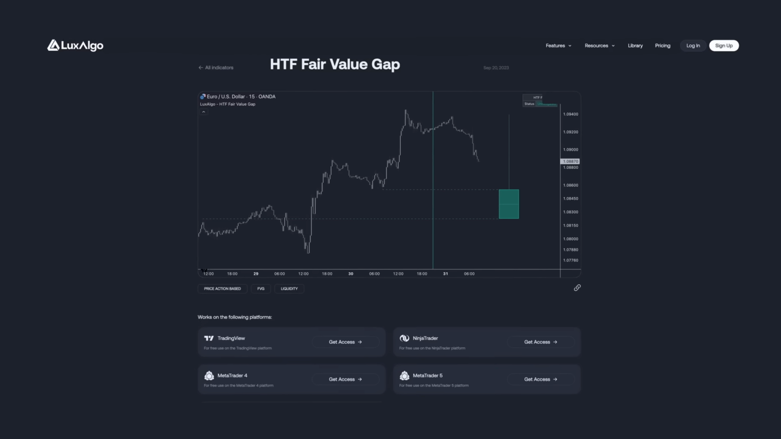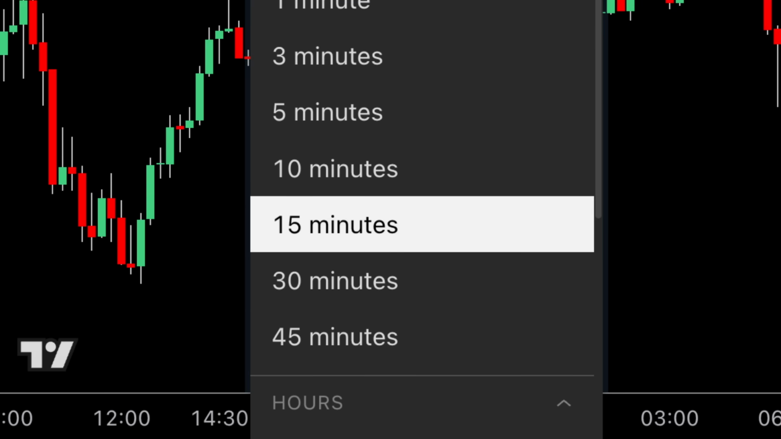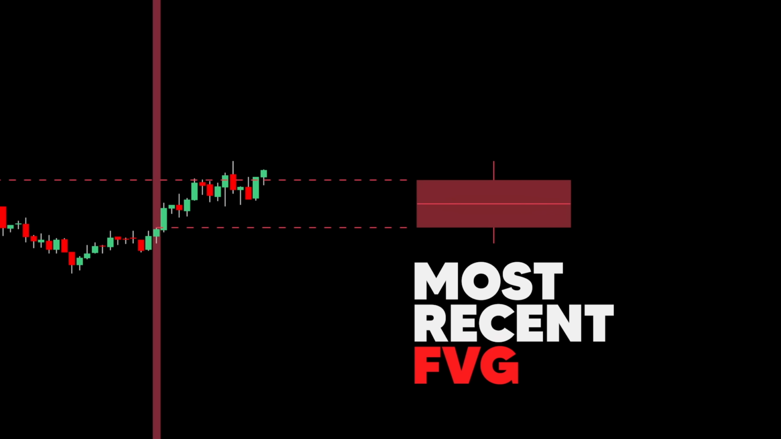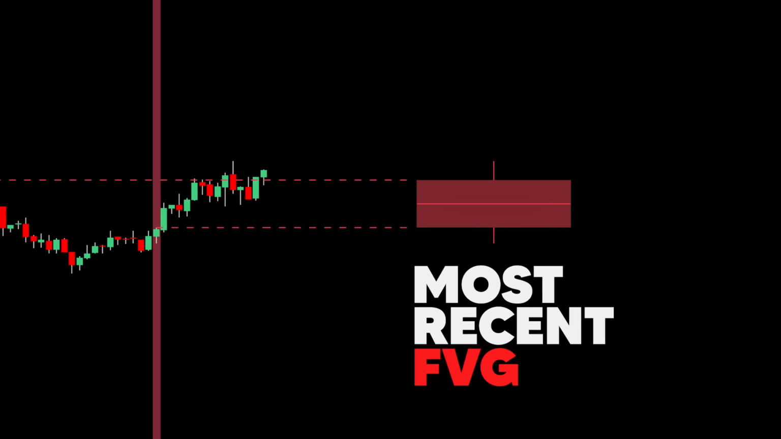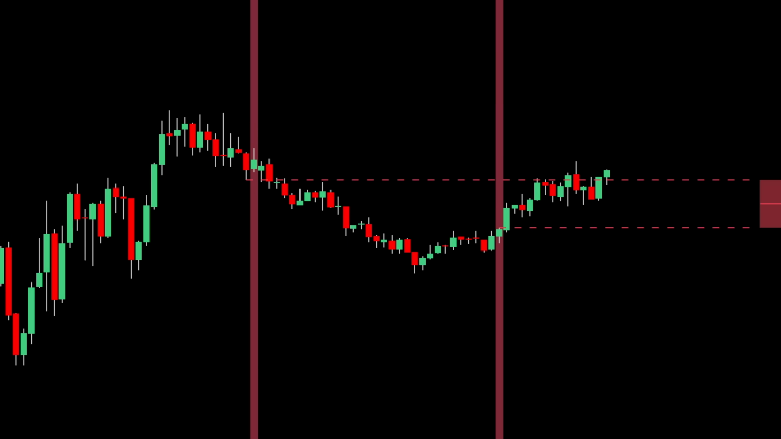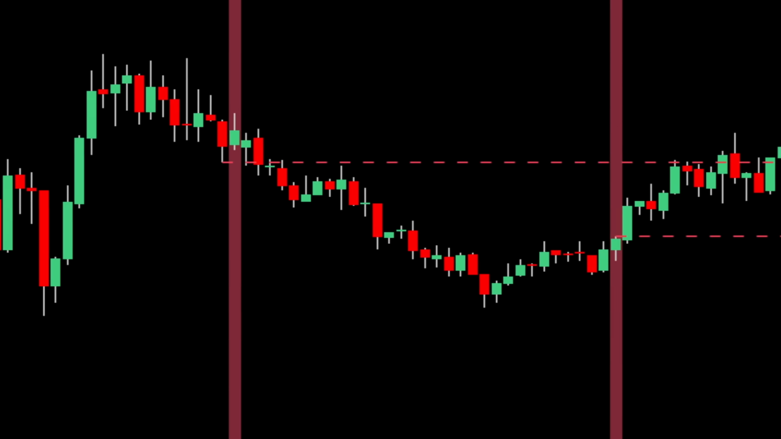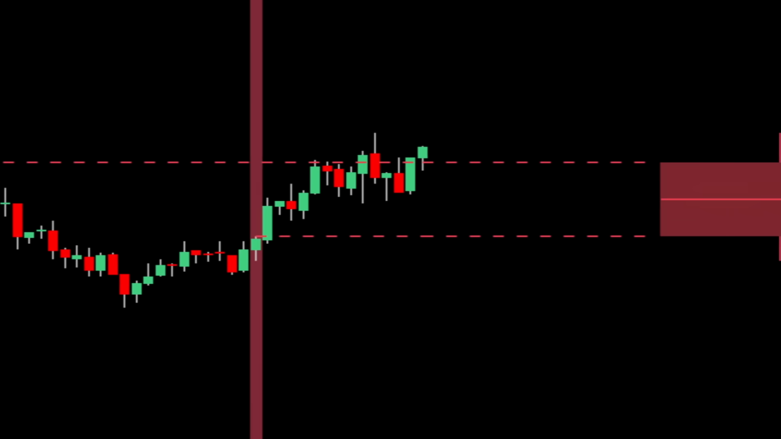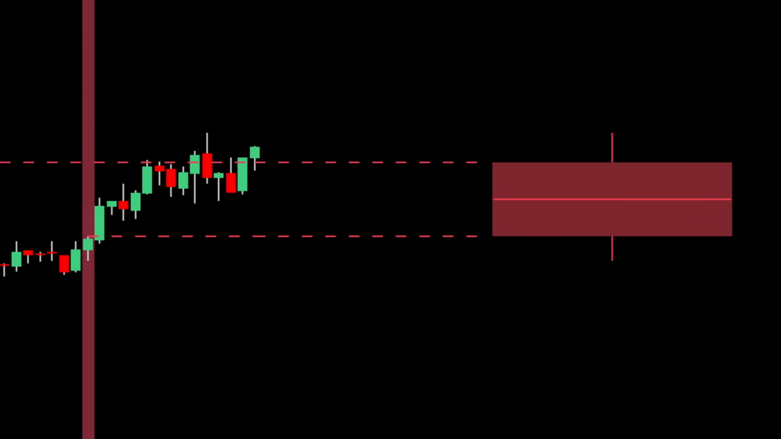When you go to add this indicator to your chart, first make sure you're on a time frame below the 4-hour. Instantly, you'll see either a red or green fair value gap plotted to the right of your price chart. This represents the most recent fair value gap from the daily time frame. A vertical line marks the exact bar where the gap was detected, while the dashed horizontal lines extend across your chart, showing the higher time frame gap's left and right boundaries.